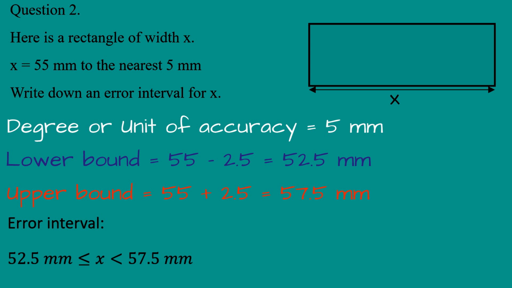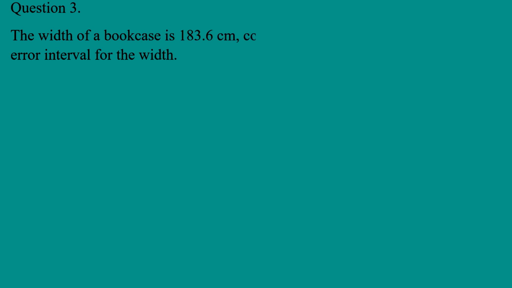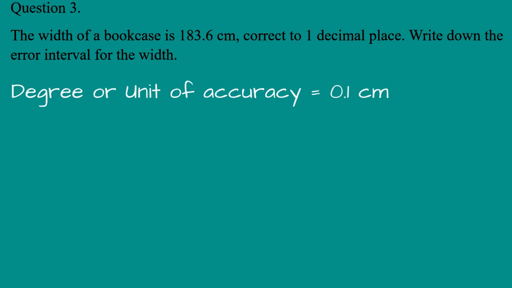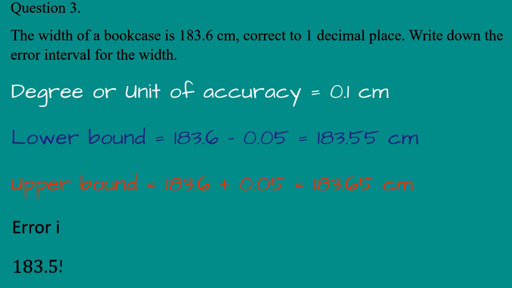The next two questions are rounded to a number of decimal places. In question 3, the width of the bookcase is correct to 1 decimal place, so it has been measured to the nearest 0.1 centimeters. Hence, the degree of accuracy is 0.1 centimeters. Half of 0.1 is 0.05. The lower bound is 183.6 minus 0.05, 183.55 centimeters, and the upper bound is 183.6 plus 0.05, 183.65 centimeters. The error interval is then the width is greater than or equal to 183.55 centimeters, and less than 183.65 centimeters written as an inequality.